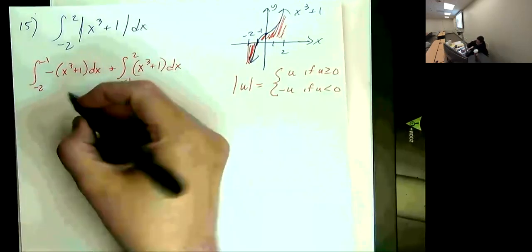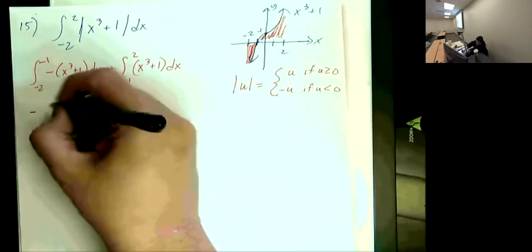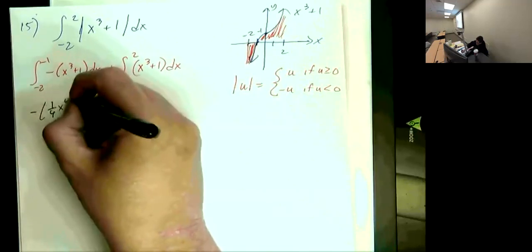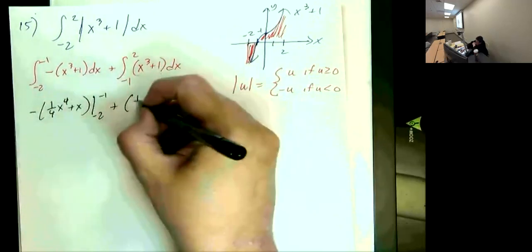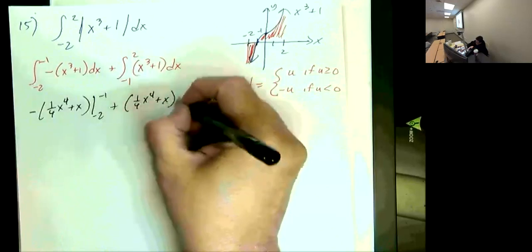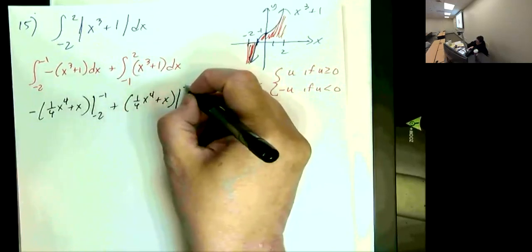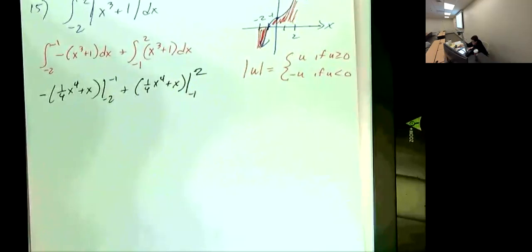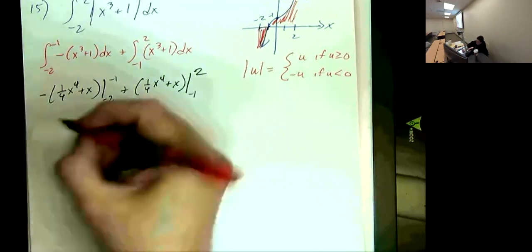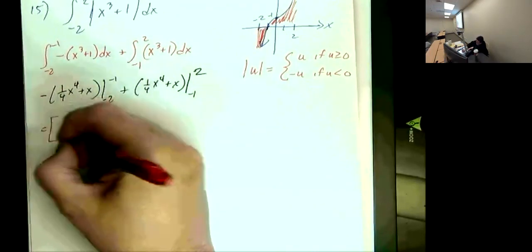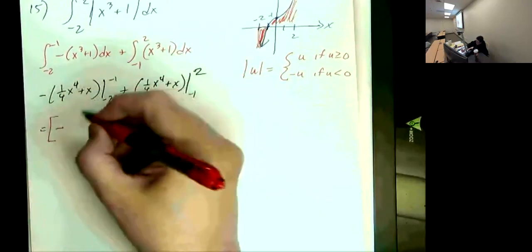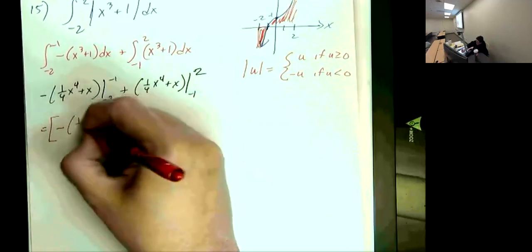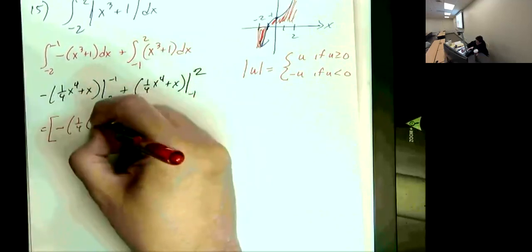So we integrate both of them. This is 1/4 x to the 4th plus x. And I recommend you go slowly when there are negative signs. I've got negative 1/4, the upper limit.